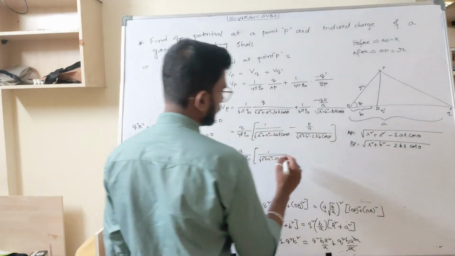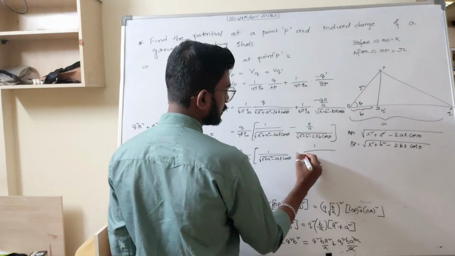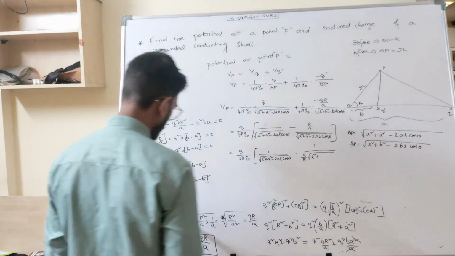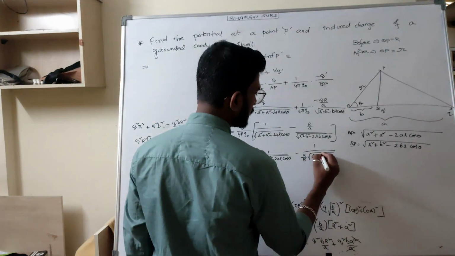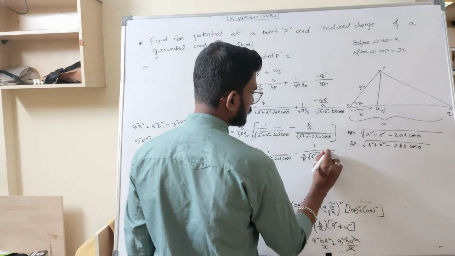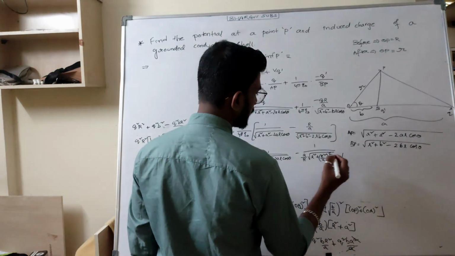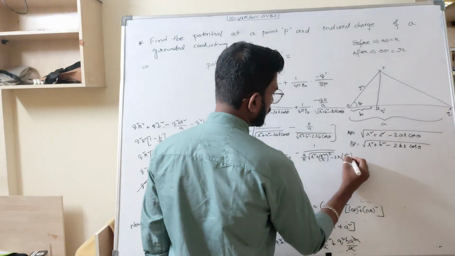So r square by A minus 1 by, if I transfer r by A to the denominator, you will get A by R root over r square plus, what is B square? r square by A whole square, minus 2 R, again B was r square by A, into cos theta.